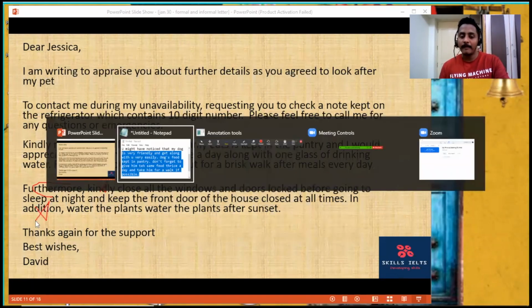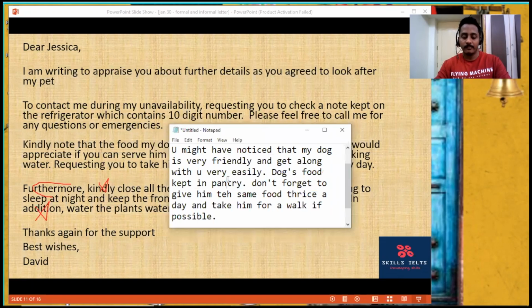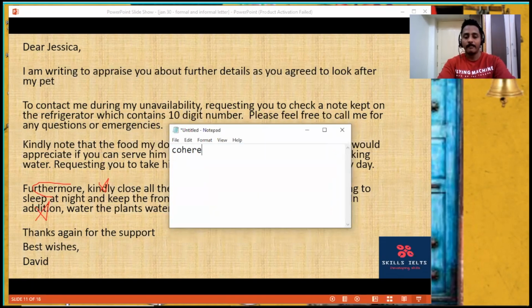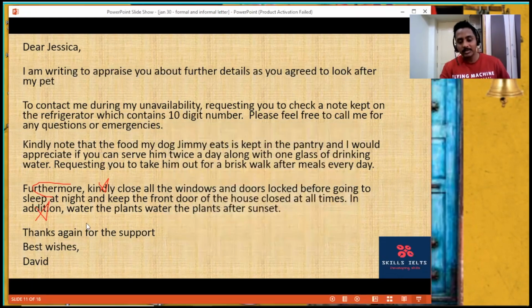That is where your coherence and cohesion is marked. Cohesion is the flow of the ideas. Coherence is how the ideas are linked with what signposts. So here in a formal letter, in addition, moreover, furthermore, all those are required. But in an informal letter, you don't have to use in addition. You can use the word plus also to add more. Few things you can use, but coherence is required.